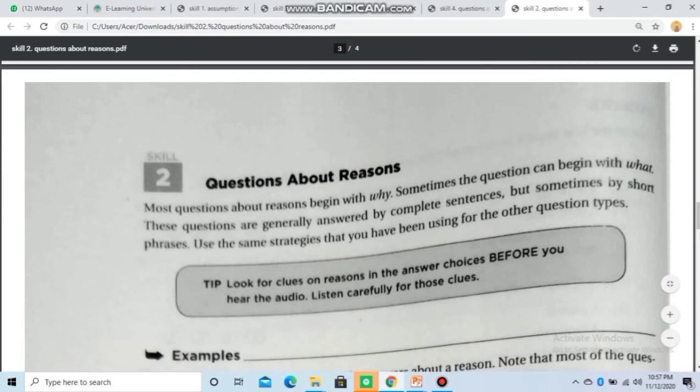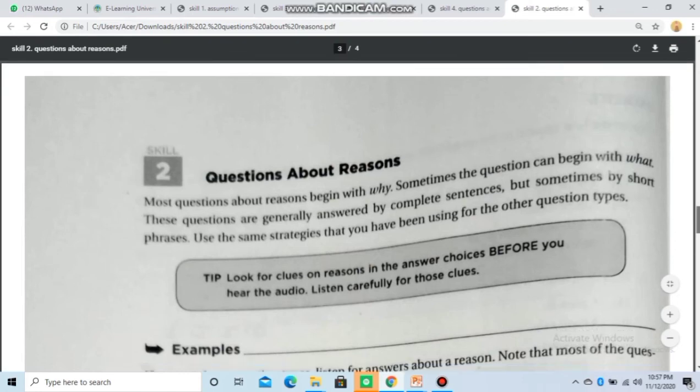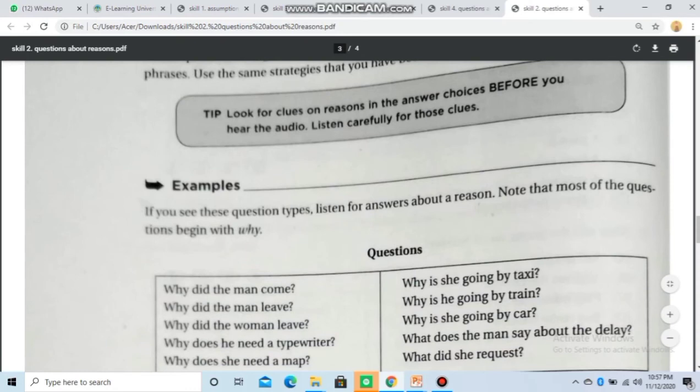Tips: look for clues or reasons in the answer choices before you hear the audio. Listen carefully for those clues. Examples: if you see these question types, listen for answers about reasons. Note that most of the questions begin with why.